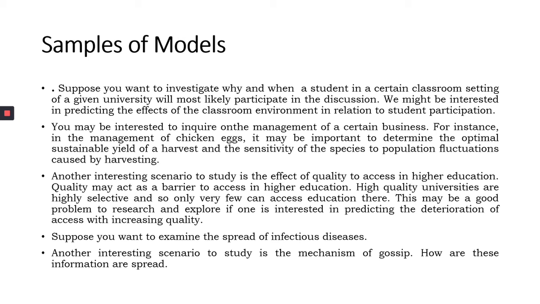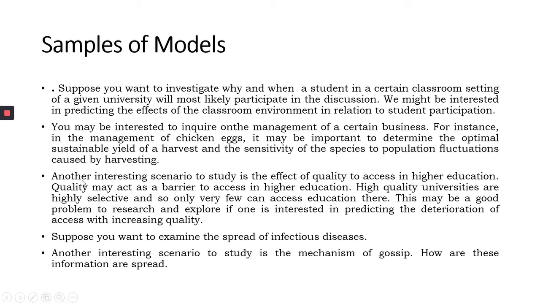One can directly identify the key elements or actors, the interaction between the elements and its characteristic in each of the following scenarios. Second is, you may be interested to inquire on the management of a certain business. For instance, in the management of chicken eggs, it may be important to determine the optimal sustainable yield of a harvest and the sensitivity of the species to population fluctuations caused by harvesting.